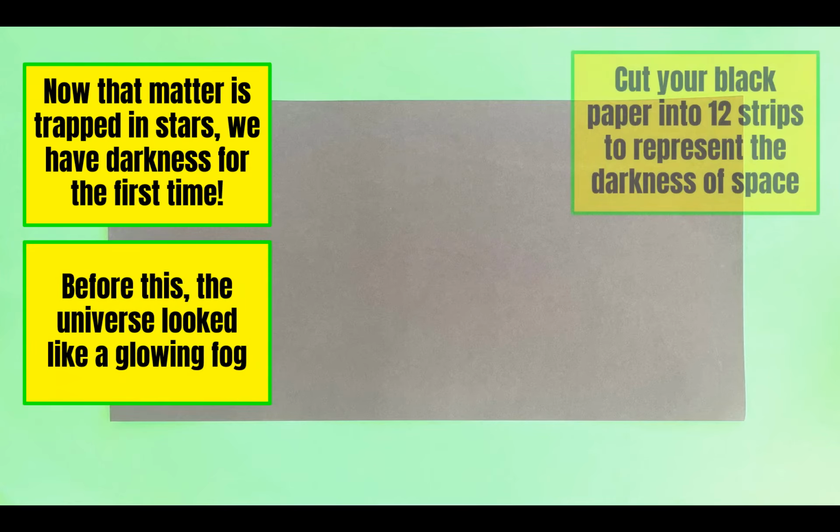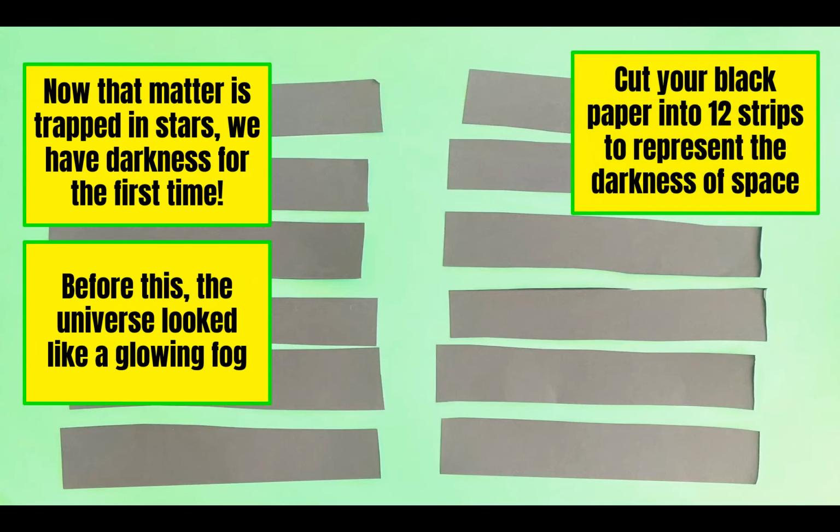Now that we have matter trapped inside of stars, for the first time we have darkness in the universe. Up until this point, the darkness kind of looked like a glowing fog. It'd be like the inside of a star, essentially. It would have been a glowing fog. We wouldn't have had darkness quite yet. So to represent that darkness, take your big piece of black paper and cut it up into 12 strips. Those 12 strips are going to represent the darkness of space that will form in between the stars and the photons and eventually the galaxy that we're going to make out of our model.